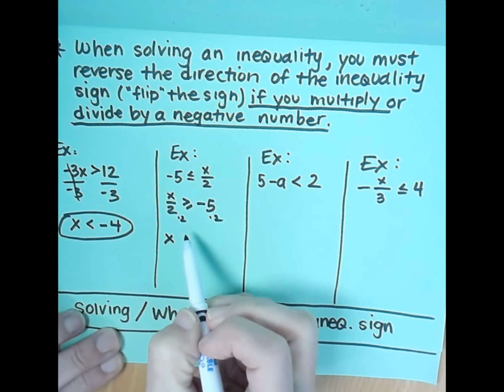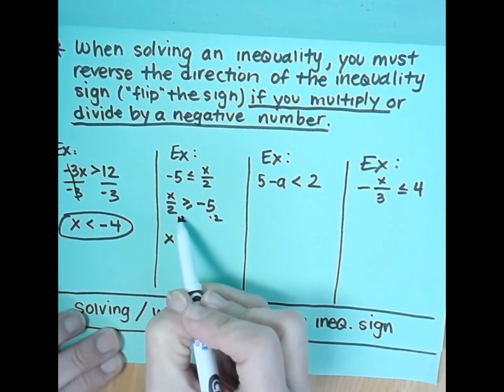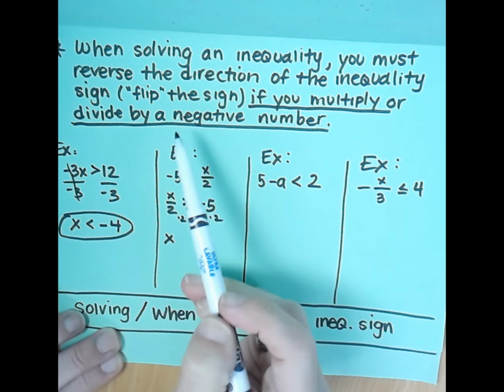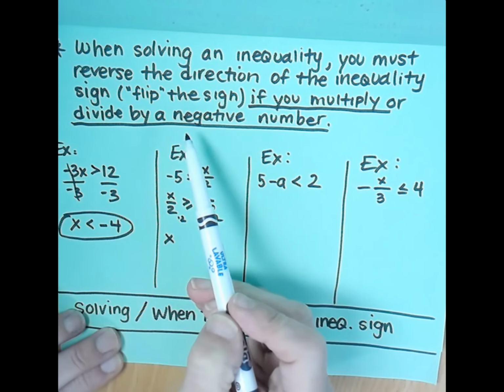All right, and in this case it's a little tricky. I am multiplying by 2, so that does not fit this description. I did not multiply by a negative. I do not need to switch the sign. Okay, even though this number is negative, still the step that I used, I was multiplying by 2, so I do not switch the sign there.